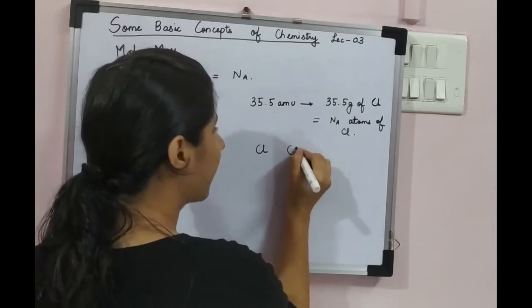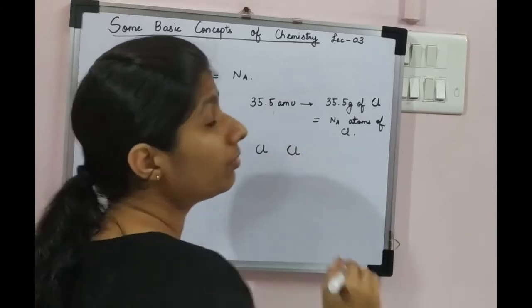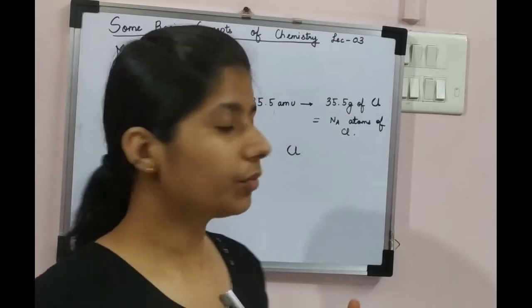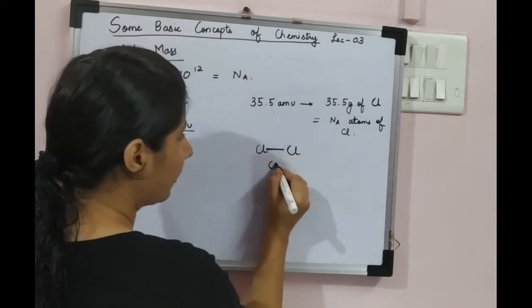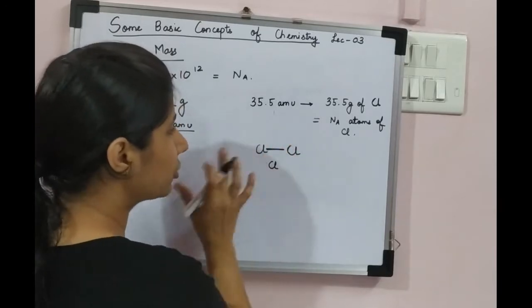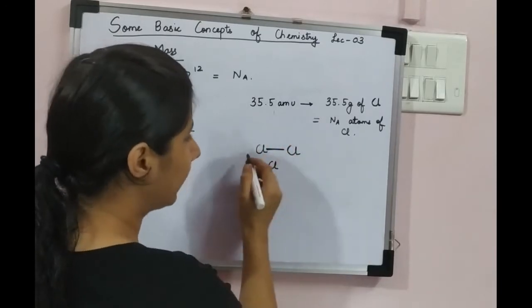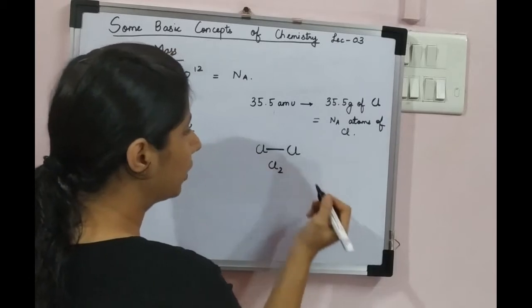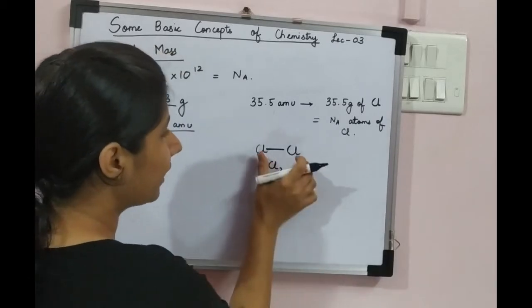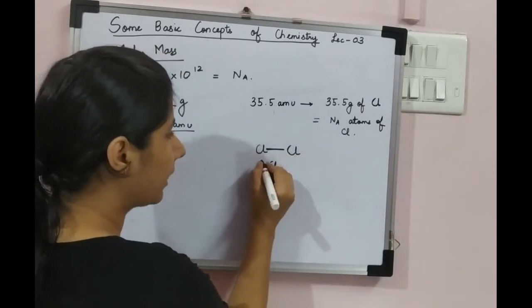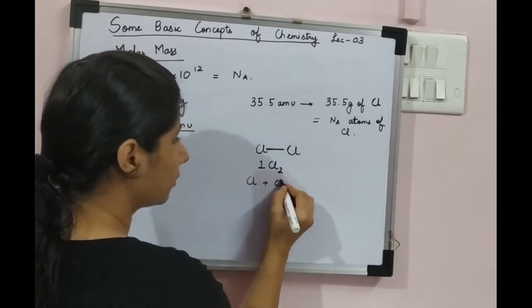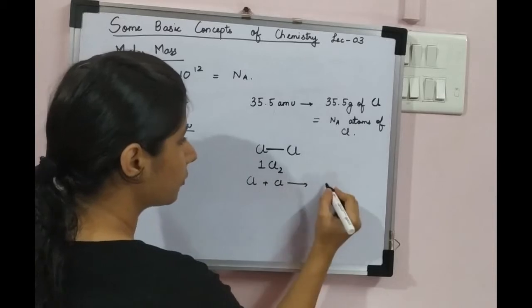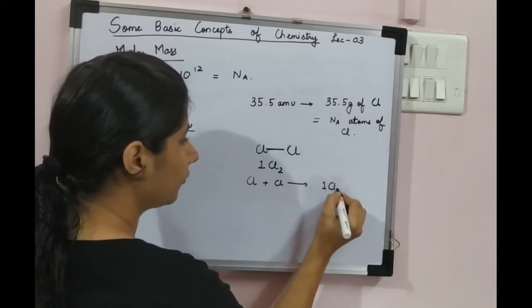Let's say I have 2 atoms of chlorine with me. Will the atoms remain as they are? We know that they want to satisfy their valency, so they will form a bond. Chlorine actually doesn't exist in the atomic state, it exists in the molecular state. So if I have 2 atoms of chlorine, I get 1 molecule of chlorine, right? So the reaction goes like 2 atoms of chlorine will give us 1 molecule of chlorine.